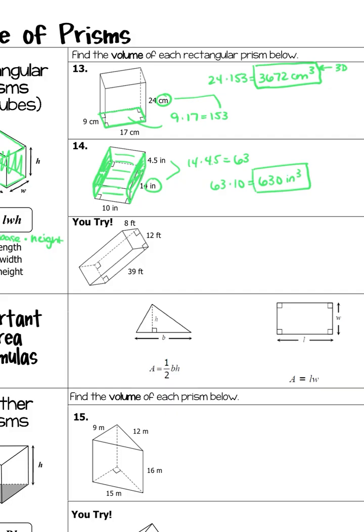So here, if I call this my base, I'm going to do 8 times 12, which is 96. And then, so these are my two bases. So the height is the distance between them. So then I'm going to do 96 times 39. And that's going to give me 3,744. And my units are feet cubed. Okay? And that's all we're going to do for these.